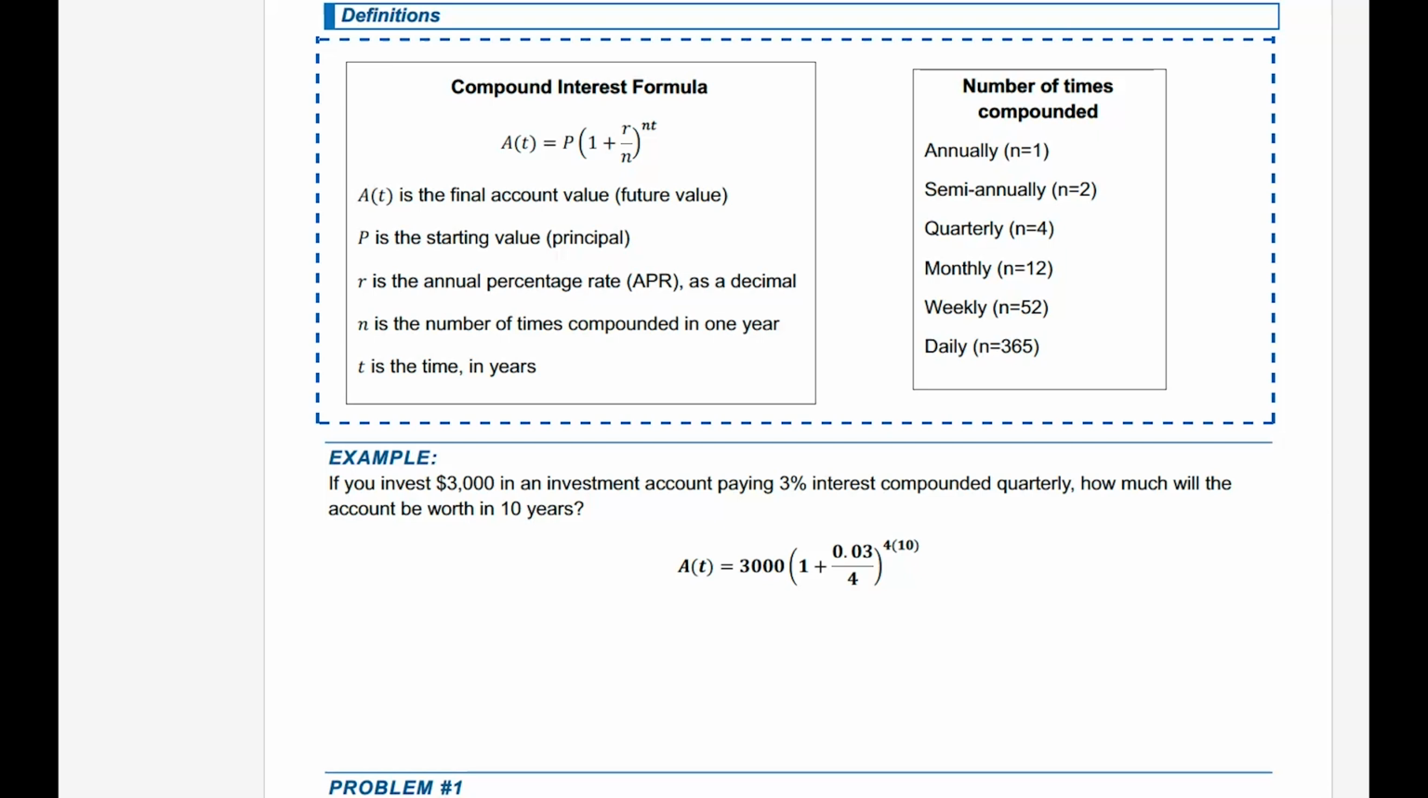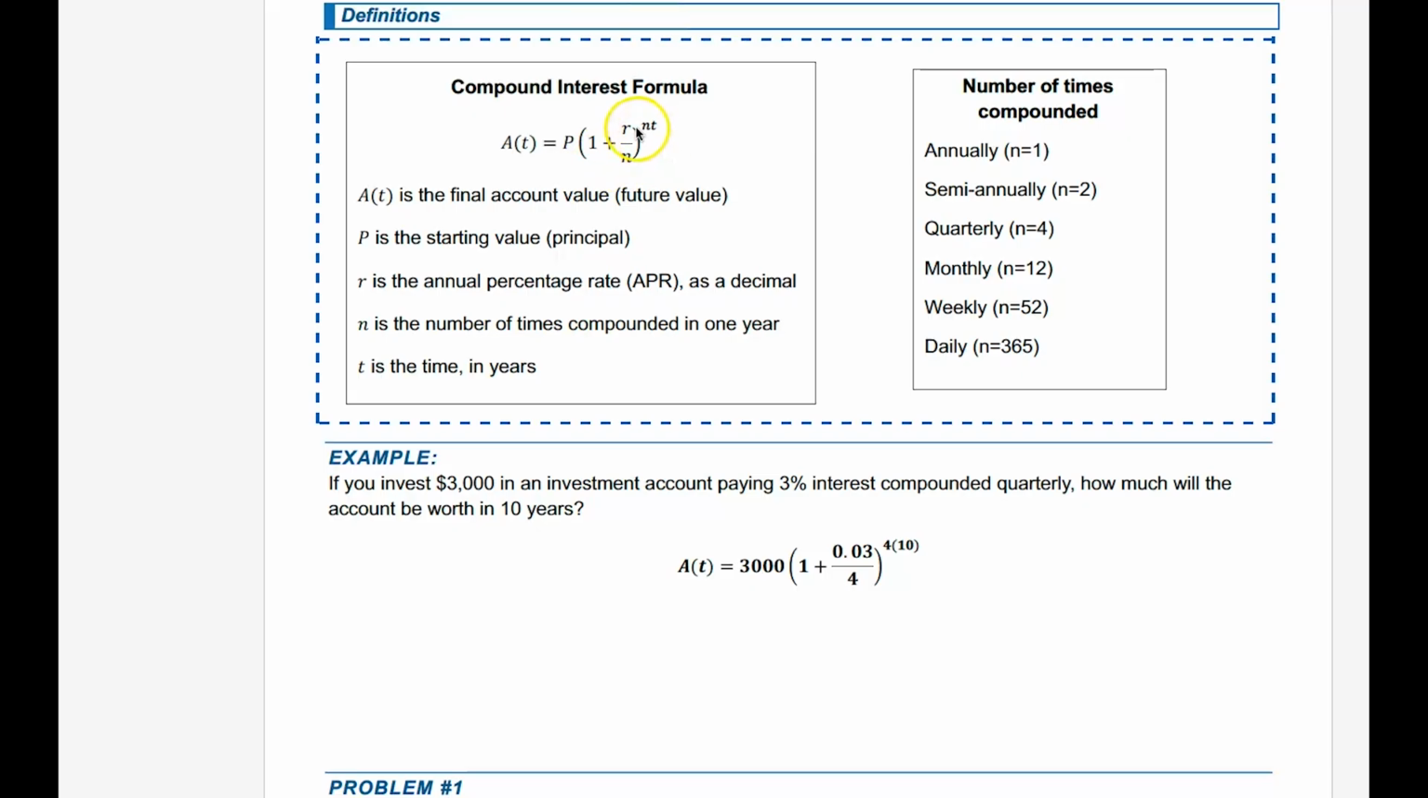And so the compound interest formula says A of t equals P times the quantity of 1 plus R divided by N, all raised to the NT power. So this A of t is the end amount that we're going to end up with, the final account value. Sometimes in business you hear it called the future value. P is the principal, which is our starting value.